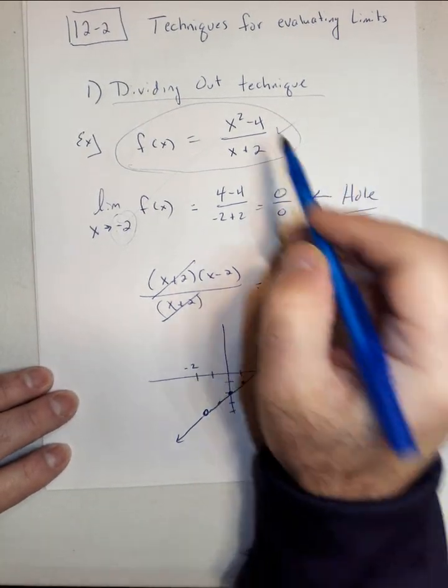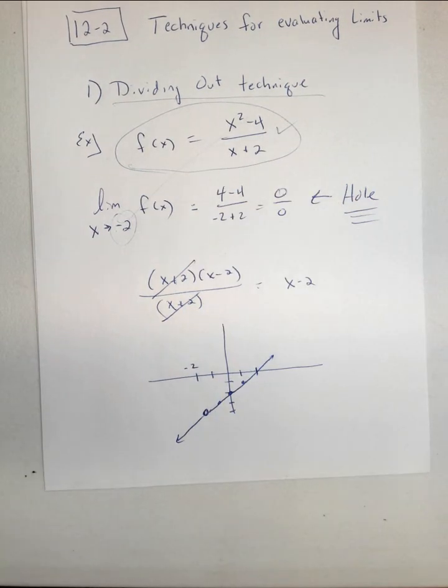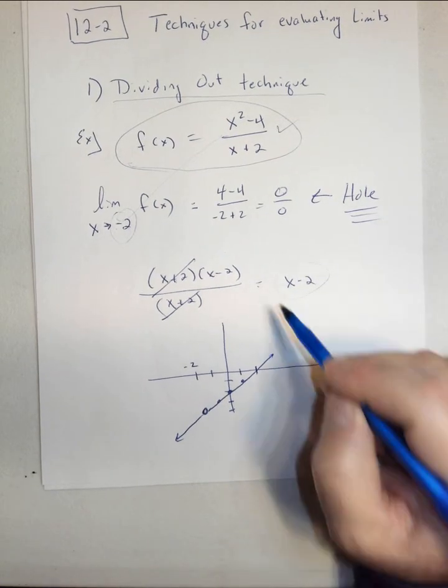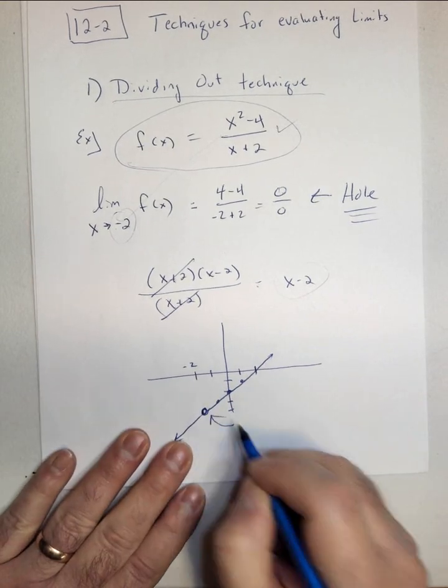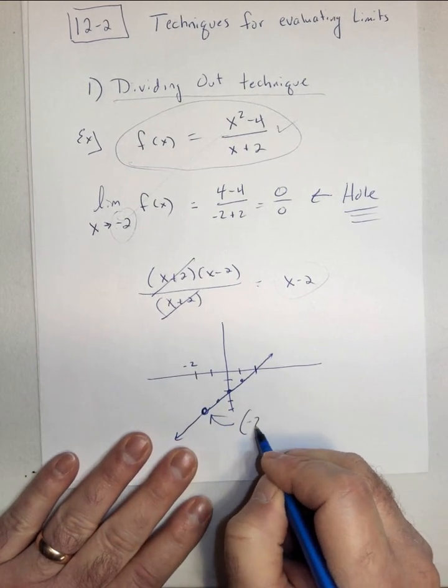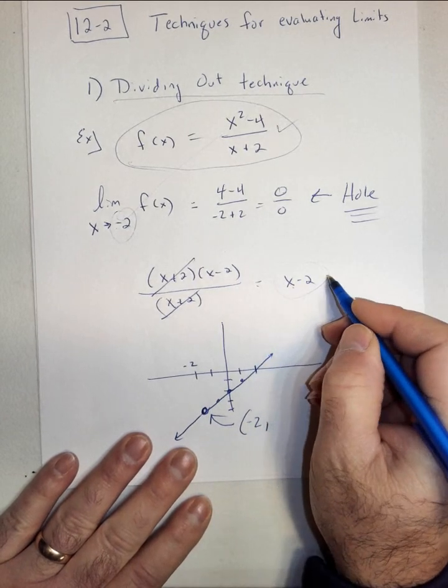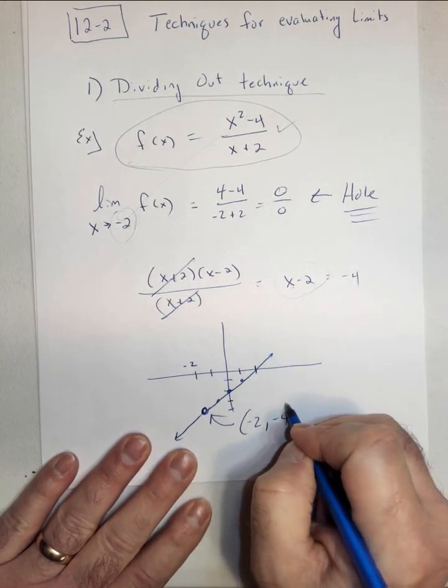Even though you see that there's a square there and think, oh, that's going to be some sort of weird rational function, it's not, because of the removable discontinuity, because of the hole. So this is what actually gets graphed, and we jump over this. What is the coordinate of that particular hole? Plug in negative 2 here, we get negative 4.